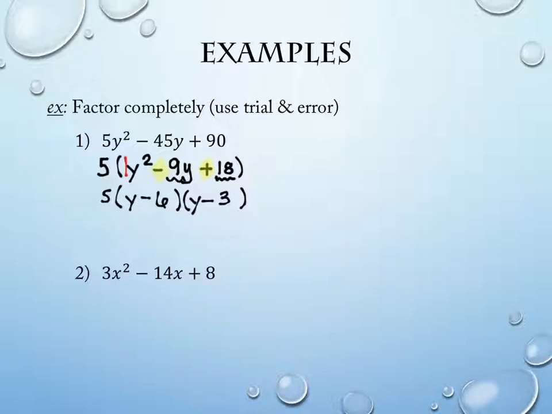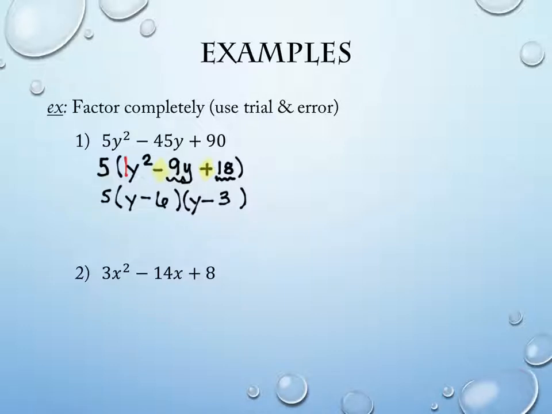Okay? So the first step is to always look and see, do they all have something they could divide by? Now if I try that on the second problem, do they all have something they could divide by? No. Well, technically they could divide by 1, but that's super unhelpful, right? It doesn't really change anything. So no, there's not a greatest common factor on this one. Okay, so far so good.